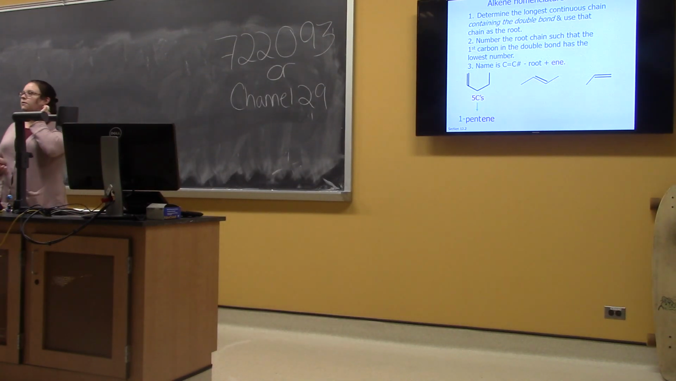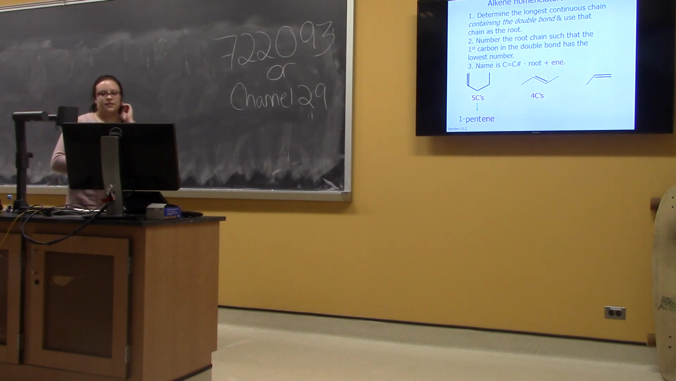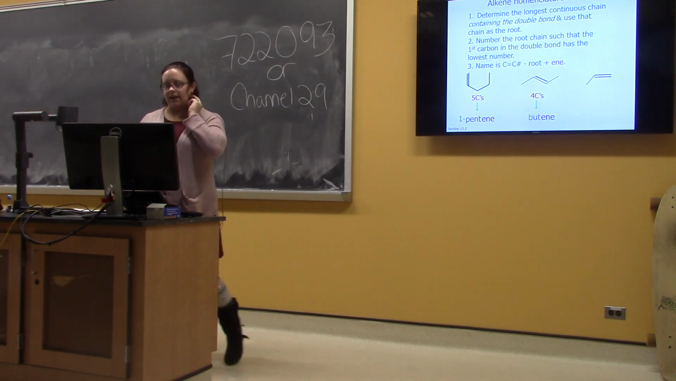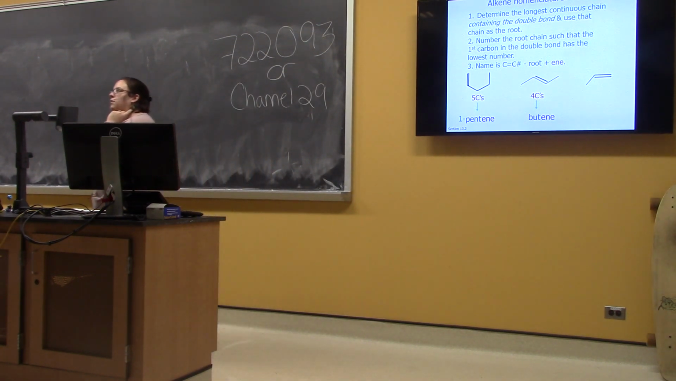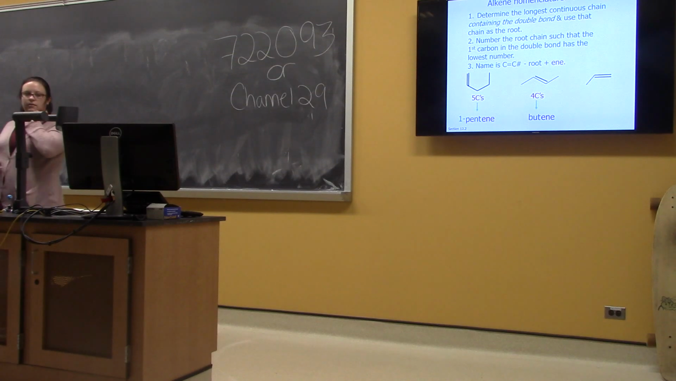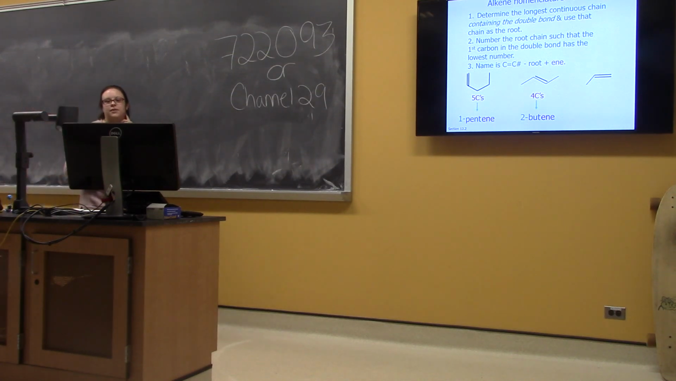4. Anyone remember what 4 was? What the root is for that one? Bute. Nice. All right. Remembering from Wednesday. Okay, so this is butene. What number do you think is going to indicate the double bond? It's a good guess. 2.